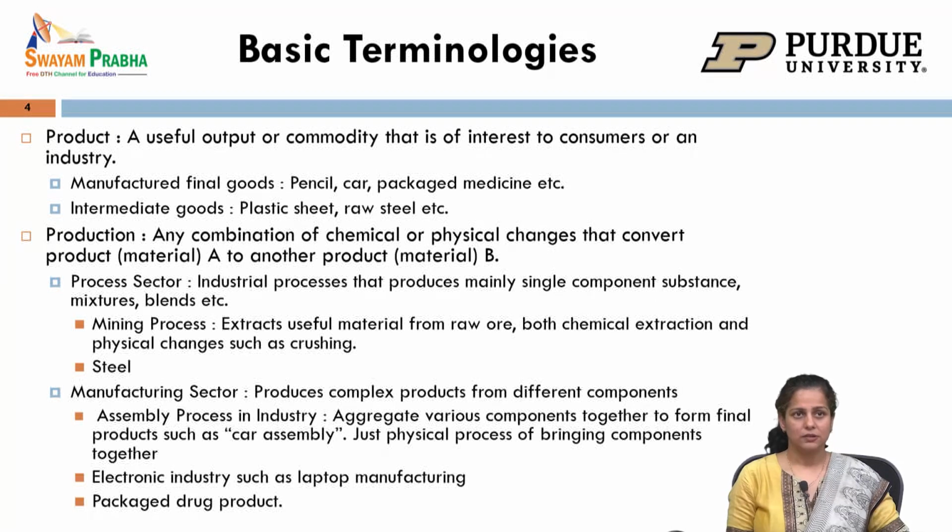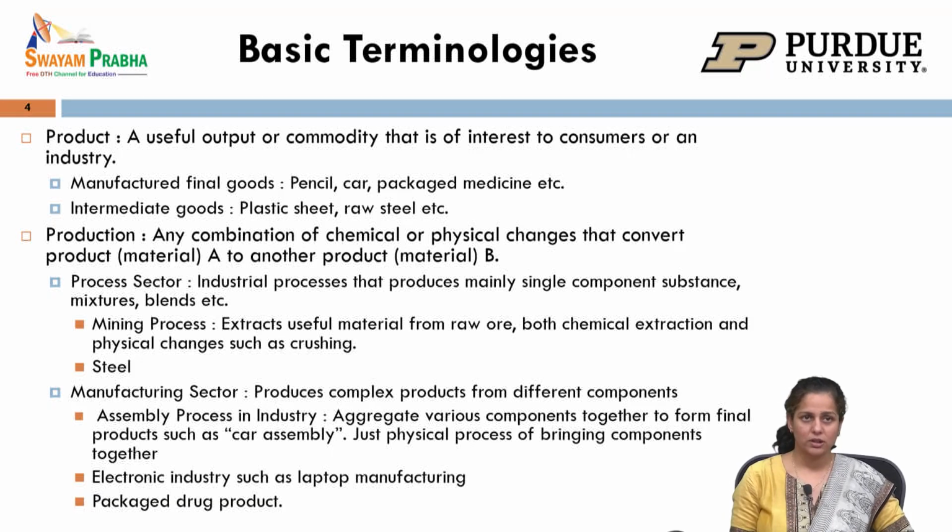The next definition is the manufacturing sector. Technically, when we talk about manufacturing sector, we are thinking about complex products, and the industries that make complex products from different components come under manufacturing sector. An example of manufacturing sector as defined in a lot of LCA is assembly process in industry, and what it does is that it aggregates various components together to form final products such as car assembly.